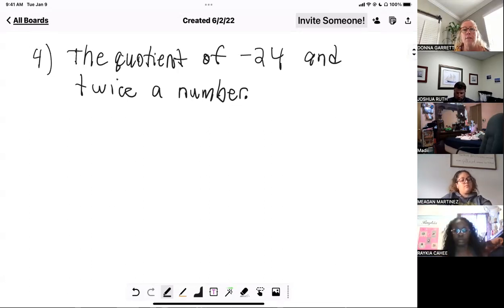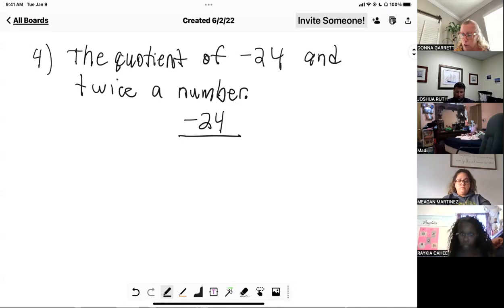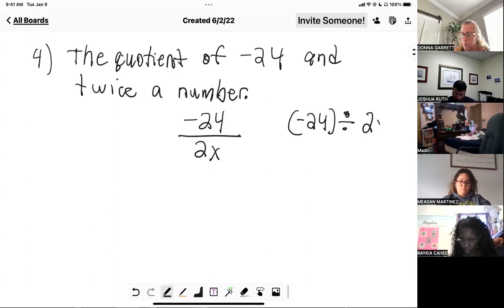Now, since -24 is first, that's your numerator, and "and" is your divide sign. Of course, you can write it this way too. Twice a number just means 2 times the number. I would probably put parentheses for this one. So either way works. Does that help?